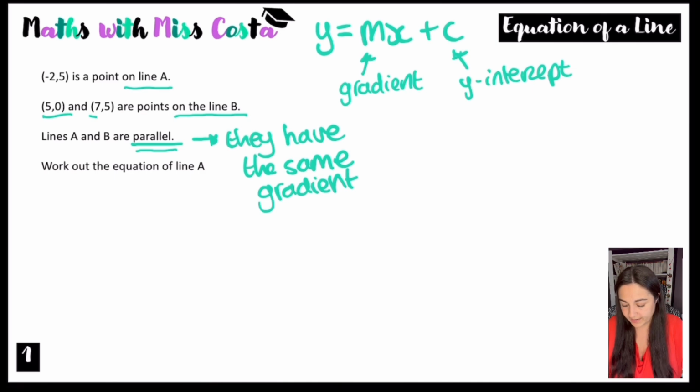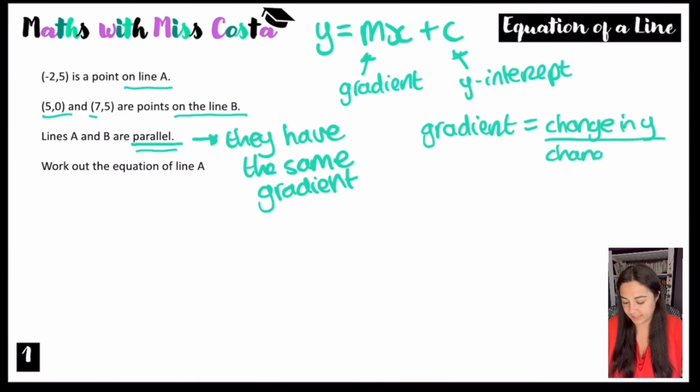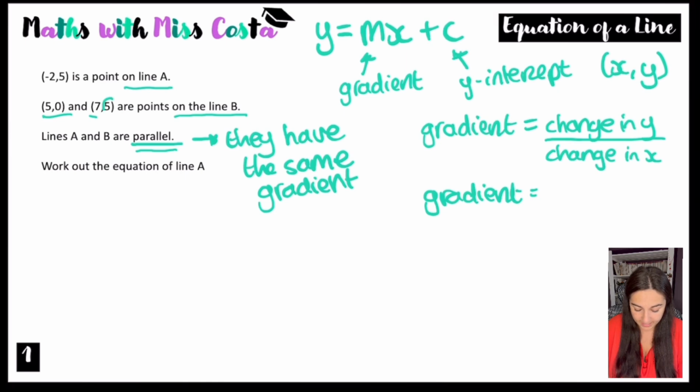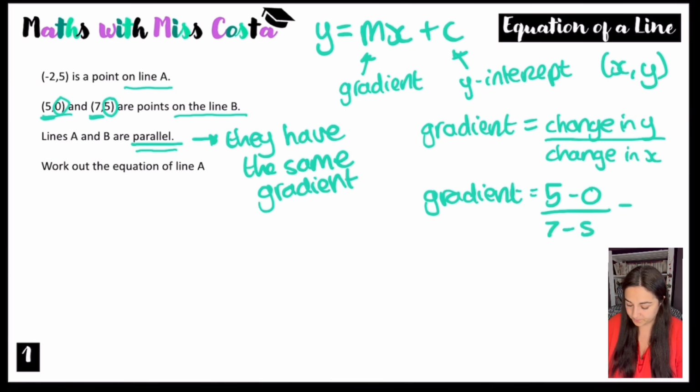So how do we work out the gradient? Well, the gradient is a measure of the steepness in the line, and we work it out by figuring out the change in the y coordinates over the change in the x coordinates. Every point is always written as the x coordinate first, followed by the y coordinate. So the y coordinates are 5 and 0. How do you get from 5 to 0? There's a difference of 5. And then the x coordinates are 7 and 5. The difference between 7 and 5 is 2. Therefore, the gradient would be 5 over 2. So we know the gradient of the line is 5 over 2, which is 2.5.